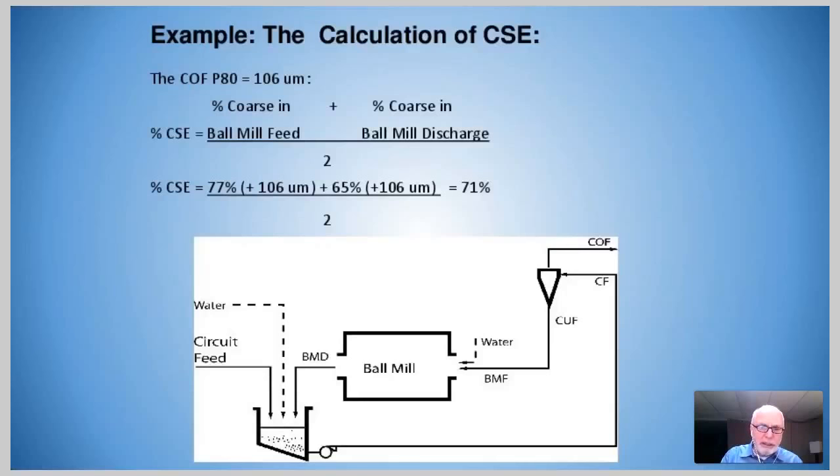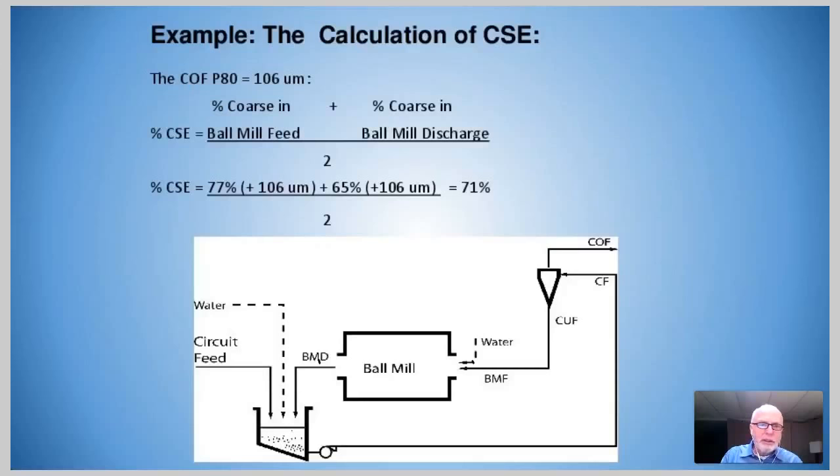So we're taking a sample of the ball mill feed or cyclone underflow and doing a size analysis. And then we take a product of the ball mill discharge and do a size analysis. Then to calculate the percent CSE, the percentage of the mill energy being used on coarse material, we take the average of the coarse percentage in each of those two.